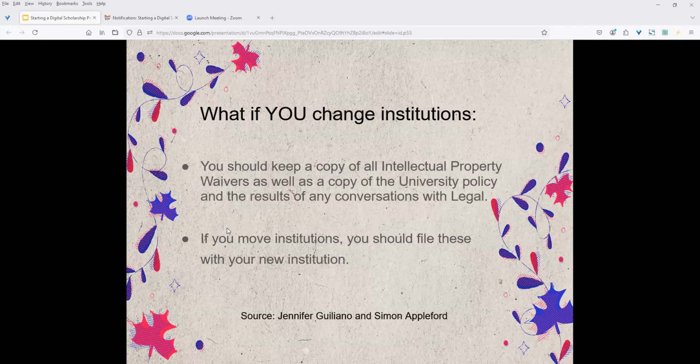Now, what happens if you change institutions? Never thought of that, did you? Well, can you take your project with you? Sometimes yes, sometimes no. You should keep a copy of an intellectual property waiver, as well as a copy of the university policy and the results of any conversations with the legal office. If you move institutions, you should file these with your new institution so that there's a dialogue between institutions in order to remove any confusion.